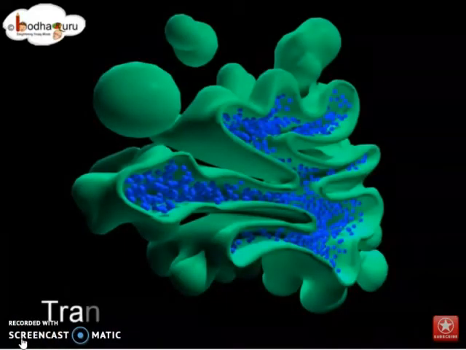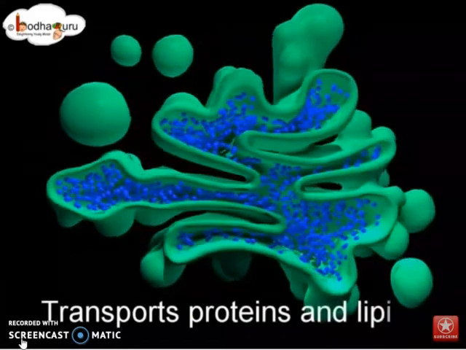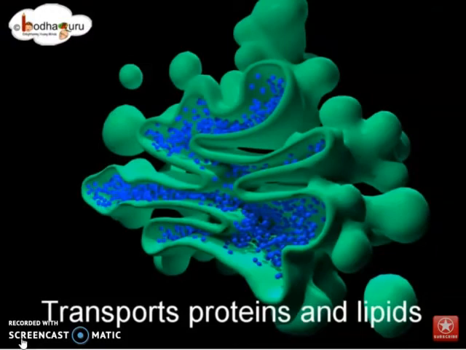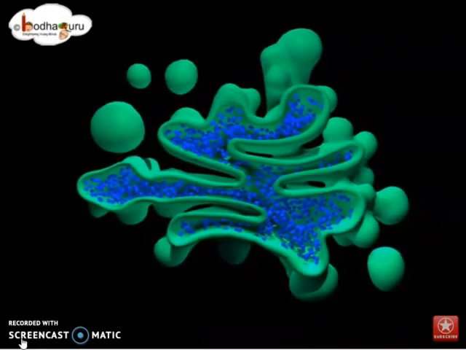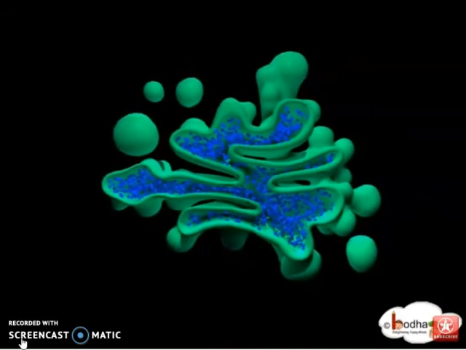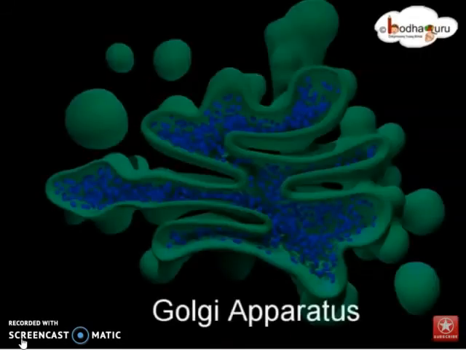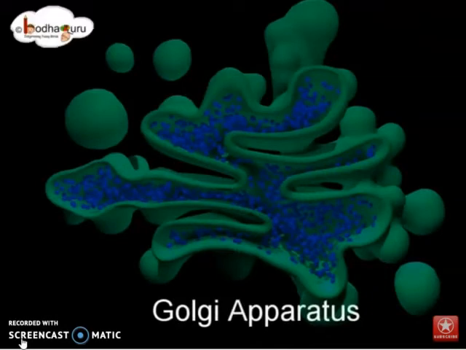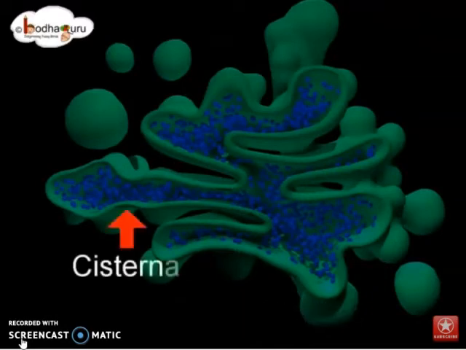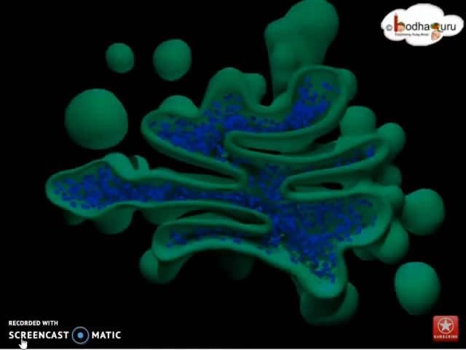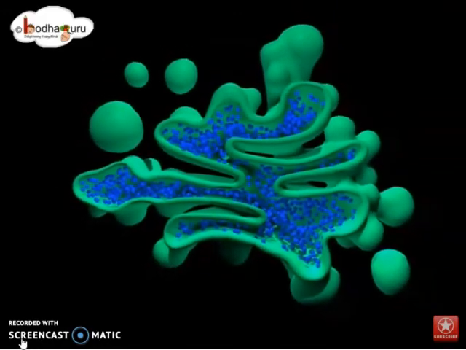So its main function is to transport proteins and lipids: storage, modification, packaging. Everything is done by the Golgi apparatus here. So complex sugars are made from simple sugars in the Golgi apparatus. Now these small channel-like structures are called cisternae. Proteins and lipids are synthesized inside them.